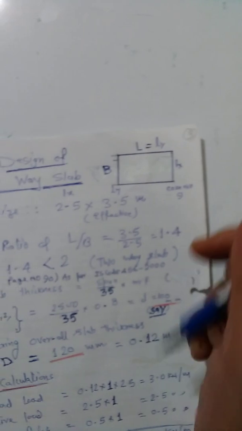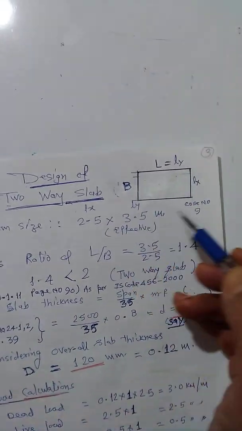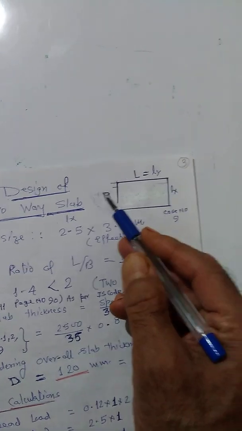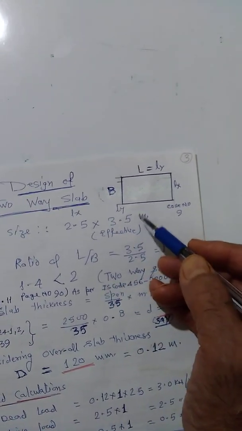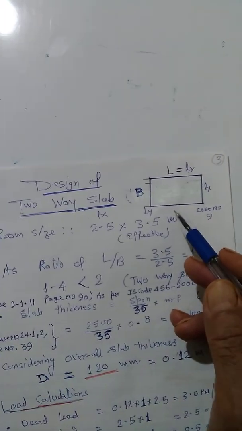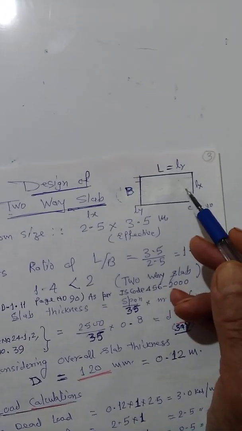Now the last case, which we can call the ninth case, is when all the edges are discontinuous. It means reinforcement is not going in this direction, not coming in this direction. All four edges are discontinuous. This is case number 9 that we are dealing with so far.